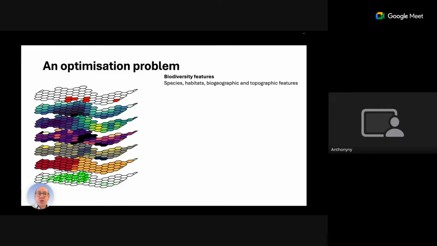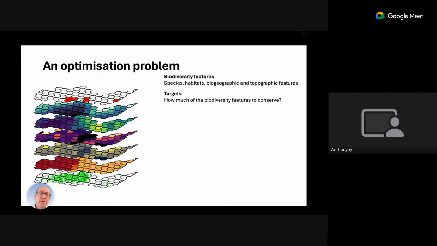So I just wanted to talk about this optimization problem a little bit more. So here we've got different layers, and there could be hundreds or thousands of different layers. We start with biodiversity features. These could be species like different species of corals or different species of tuna, etc., sharks. They could be habitats like corals, biogeographic regions or habitats, could be topographic features like seamounts, which harbour a lot of biodiversity.